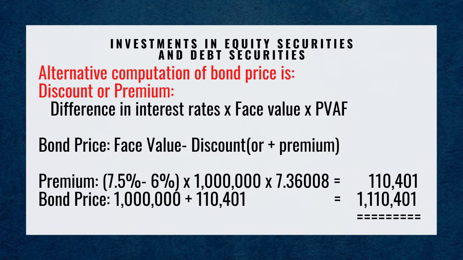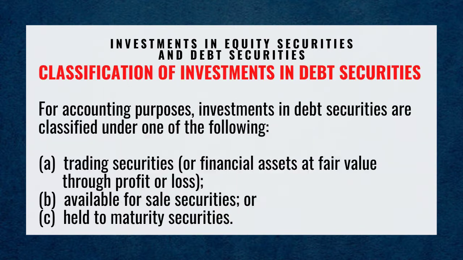Alternatively, the computation of bond price is discount or premium: difference in interest rates times face value times PVAF. Bond price is face value minus discount or plus premium. Premium is 7.5% minus 6% times 1 million times 7.36008, which equals 110,401. Bond price is 1 million plus 110,401, which equals 1,110,401.